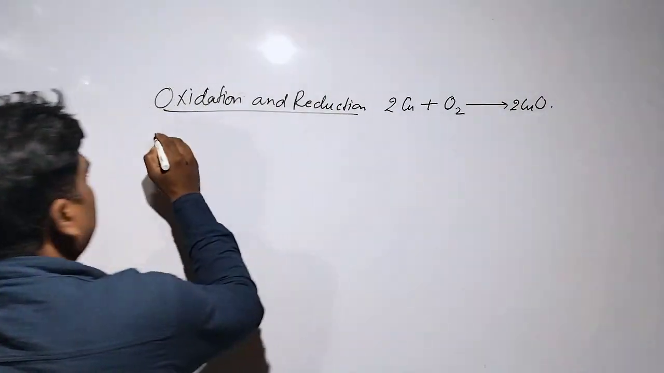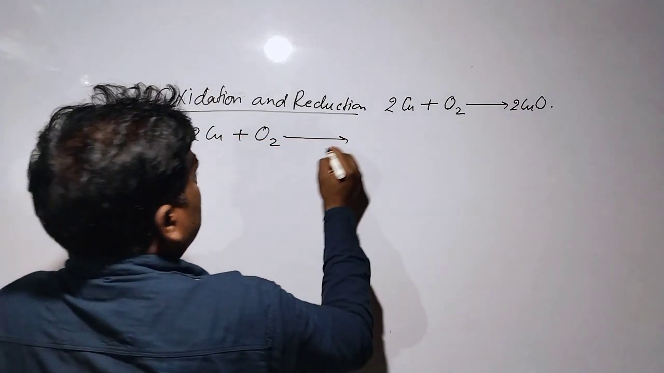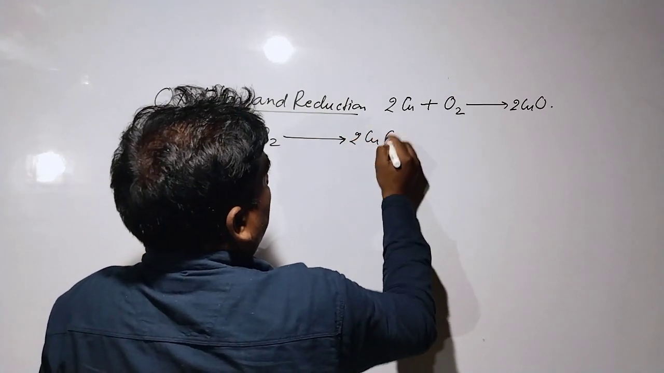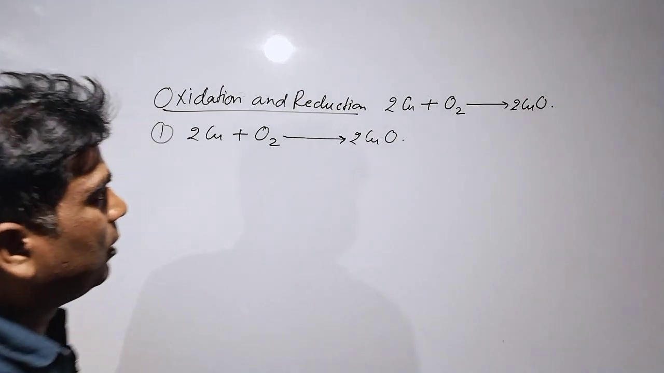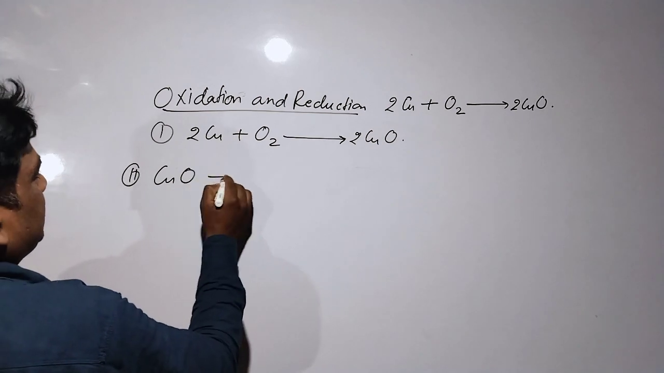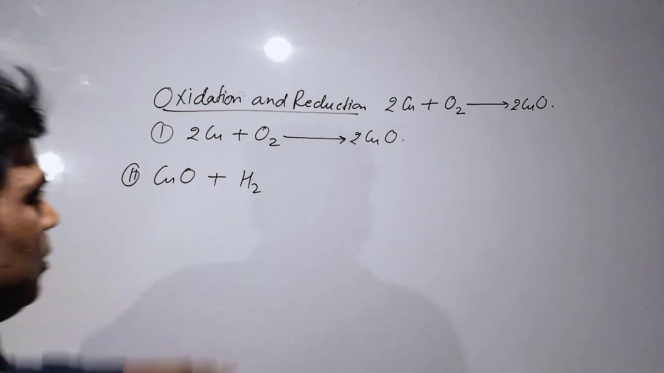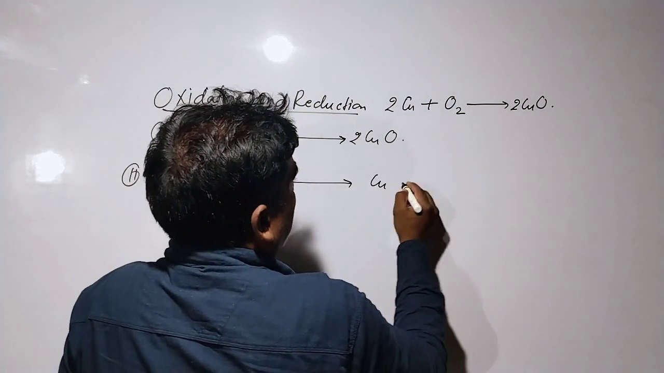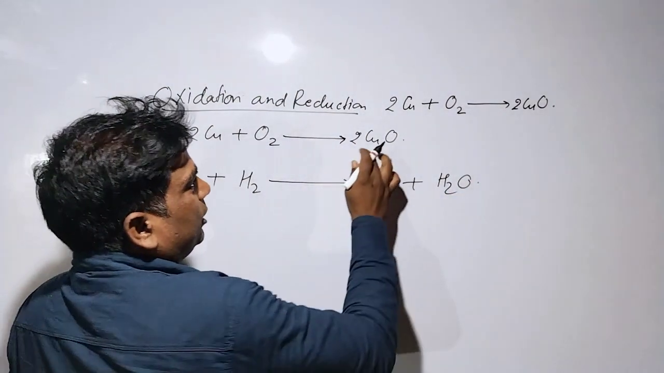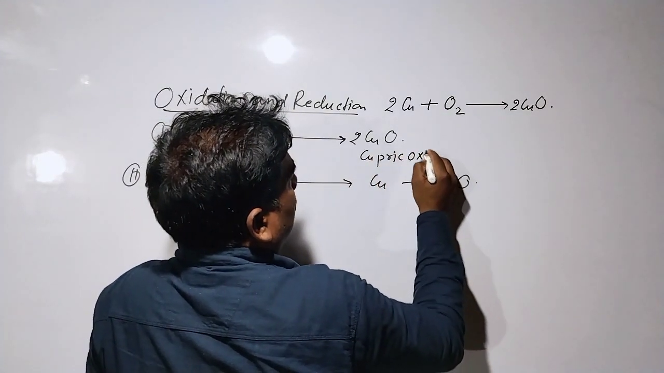So the first reaction: copper and oxygen react to form copper oxide. And the second reaction: copper oxide reacts with hydrogen to form copper and H2O. Copper oxide's other name is cupric oxide.